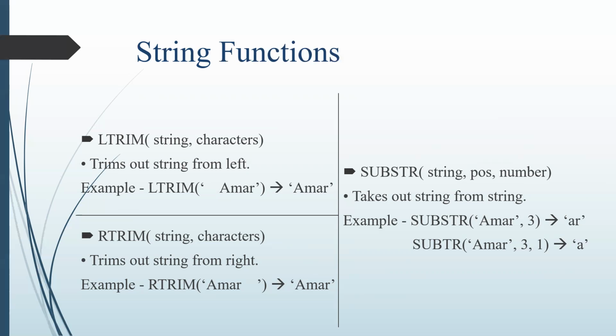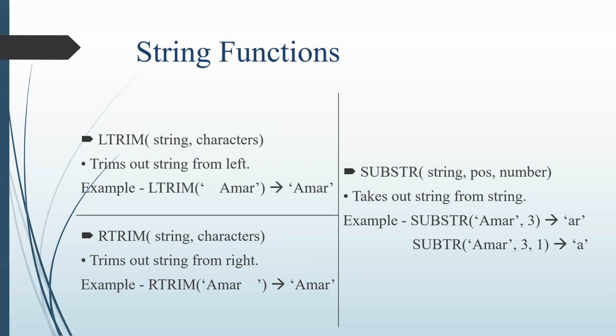Next is substr, or substring. This is a function which is used to take out a string from a string. Here, string and position are the required parameters and the number is an optional parameter. In the first example, we are passing the string Amar and 3. It will go to position 3, which is small a, and extract all the characters from that position. So the output will be ar.